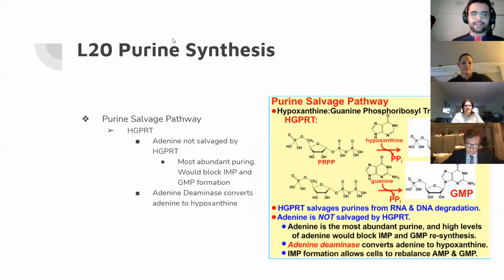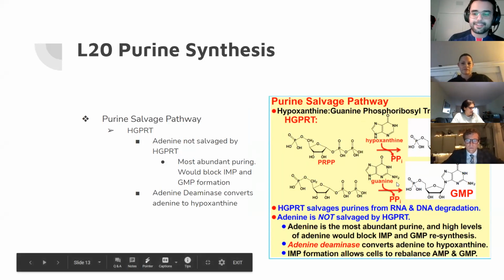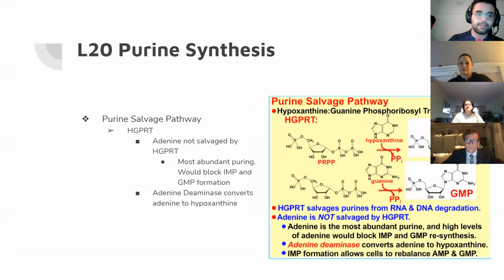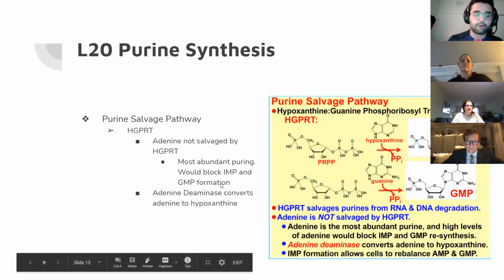So our purine salvage pathway is one way that we can actually salvage some purines, right? We can only form IMP and GMP, not AMP. So that's a big thing. It's only IMP or GMP. So we go through this HGPRT, which is a horrible name for an enzyme.